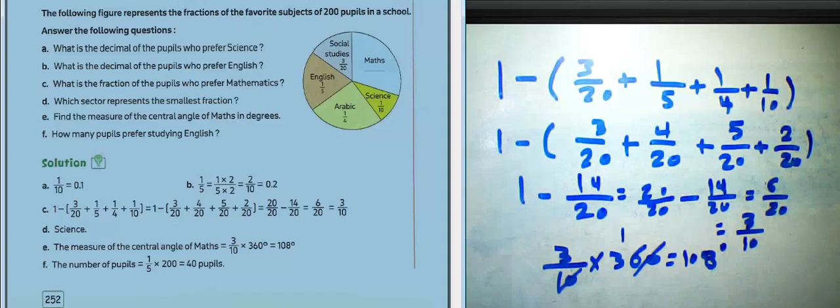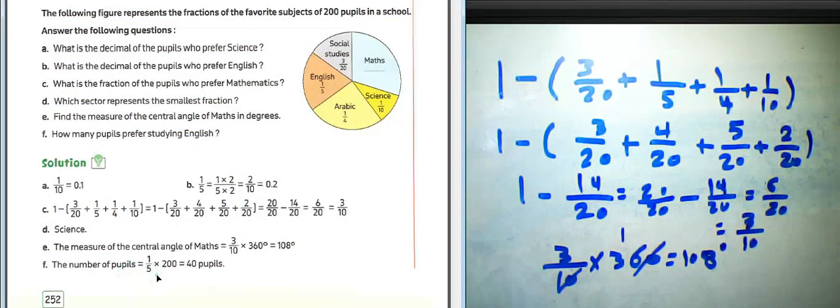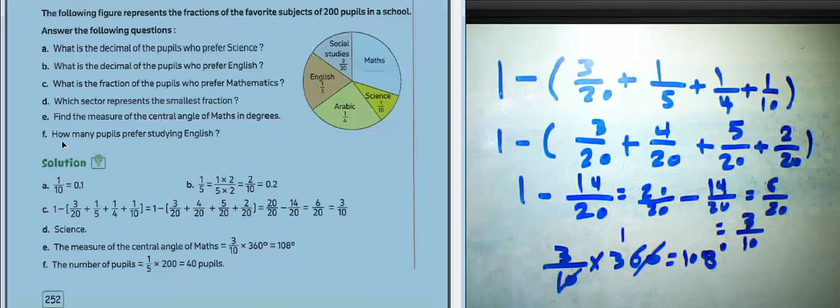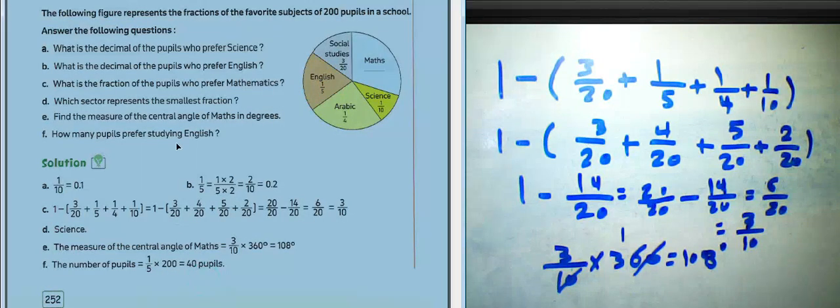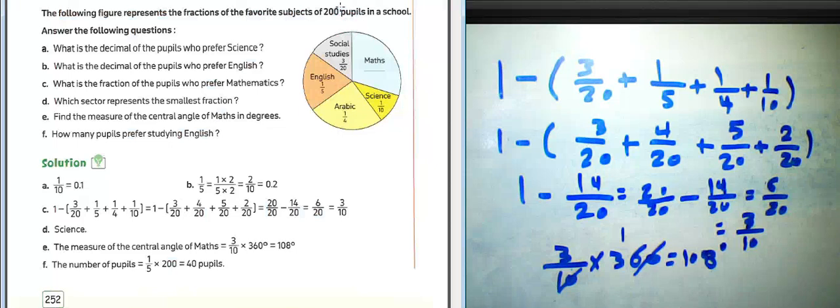The number of pupils equals 1 over 5 times the total. Question F: how many pupils prefer studying English? 1 over 5 of the total number, which was 200 pupils. 1 over 5 times 200 equals 40 pupils.